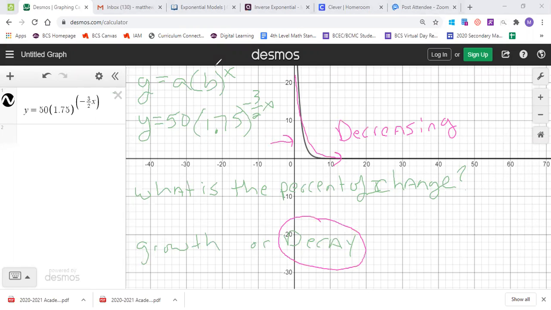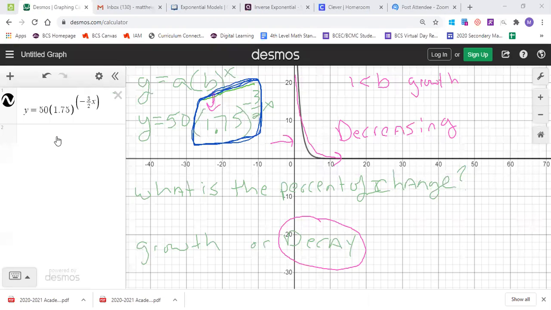Now, the confusing part of this is we said if B is greater than 1, it should be growth. And if I look right over here at 1.75, it seems like it should be growth. However, the problem with this statement is there's more than just the B value. That B value has another value attached to it, right up here: -3 over 2. So we're going to calculate that exponent being applied to the 1.75. That's going to reveal the real rate or multiplier in this problem.